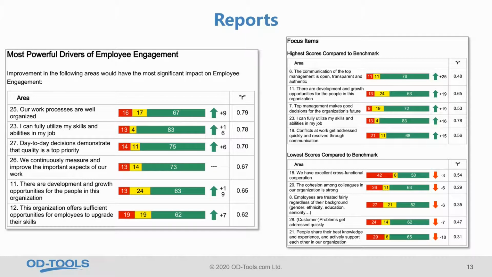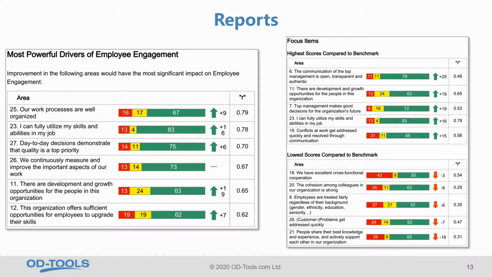Another feature is the most powerful drivers of employee engagement report page. Here we see the correlation of every item with employee engagement. So this shows which would be the items that would drive employee engagement the highest. So if you make a positive change around those items, you can expect the greatest impact, the greatest improvement in employee engagement. And the item number 25 in this segment has the highest correlation figure, 0.79. It's pretty high. So it means that for the mid-managers, the work processes are very important considering their engagement. And if improvement can be done, that would bring in very likely positive impact for them.